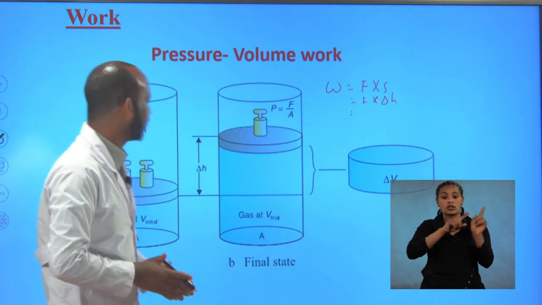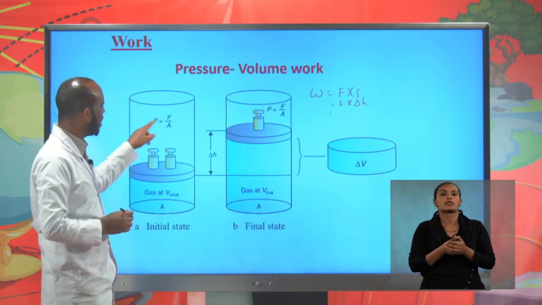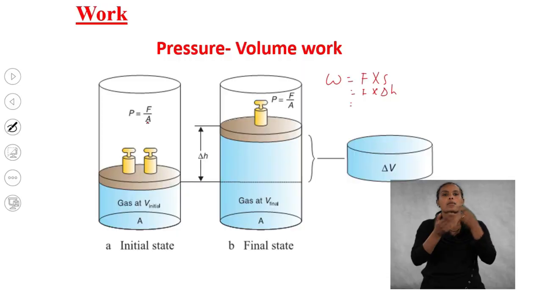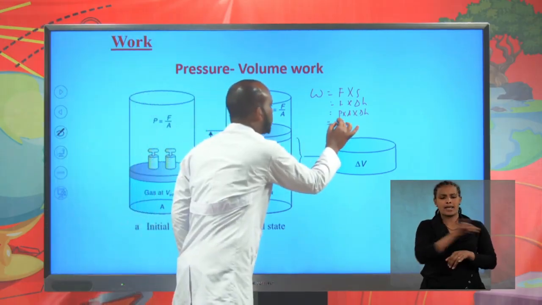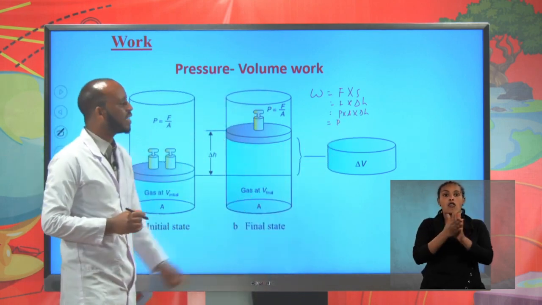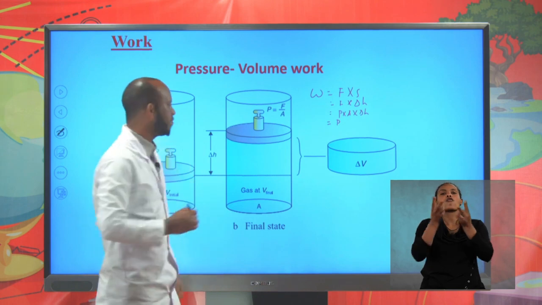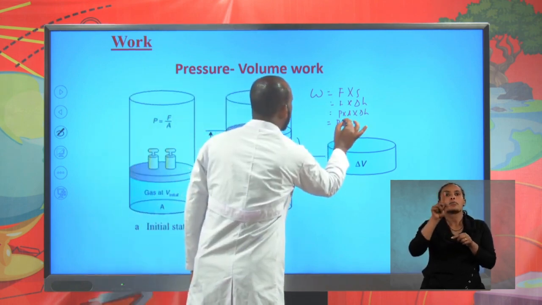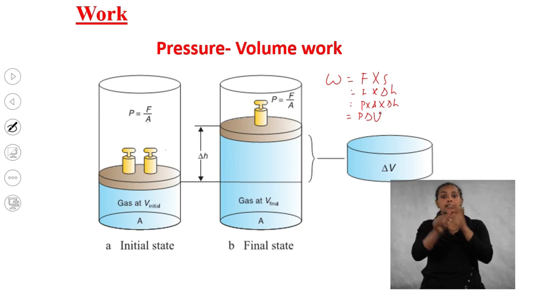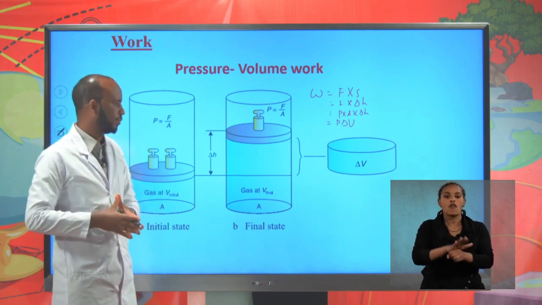Force in terms of pressure is P times A. Force equals pressure times area. So work equals pressure times area times delta h. This is the same as pressure times the base area of the piston times height, which gives change in volume delta V. So work equals P times change in volume. Now this is the magnitude of this work, which is pressure volume work.